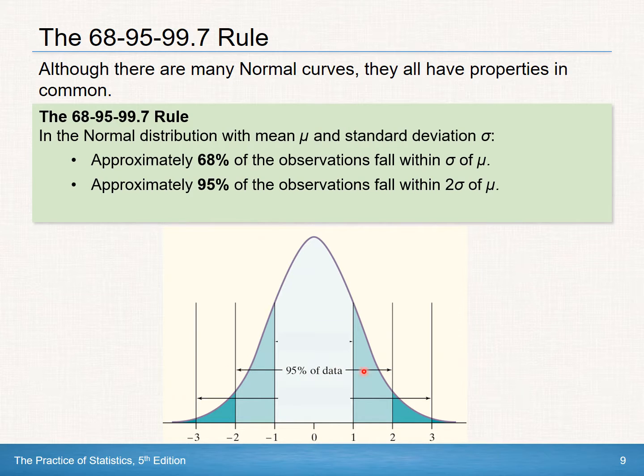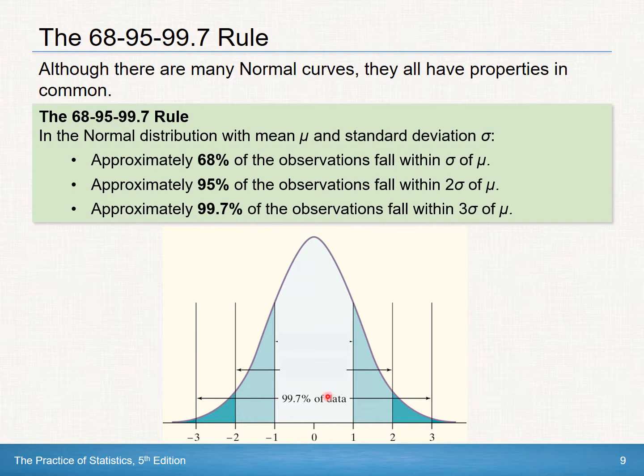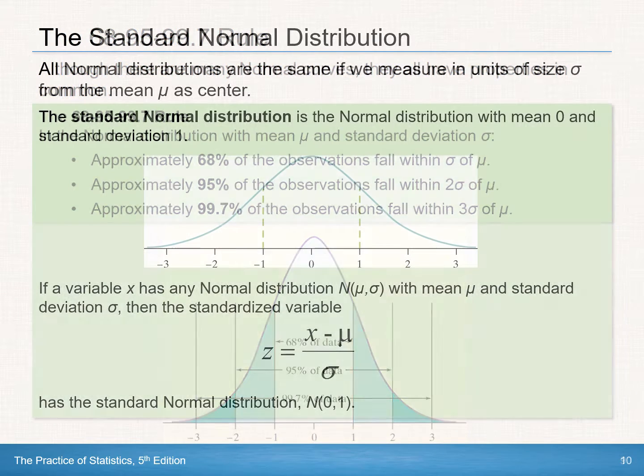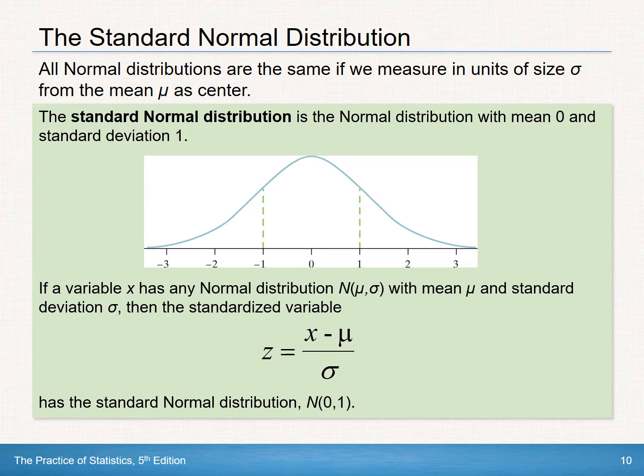Approximately 95% of the data fall within two standard deviations from the mean. And then finally, 99.7% of the data will fall within 3 standard deviations of the mean. All normal distributions are the same if we measure in units of size sigma from the mean mu as center.